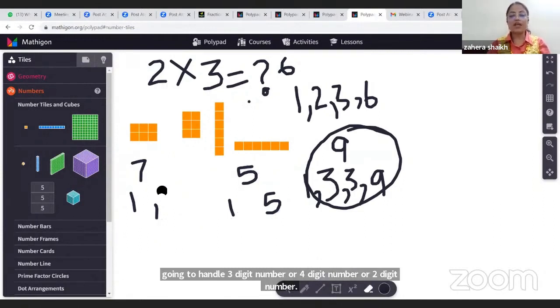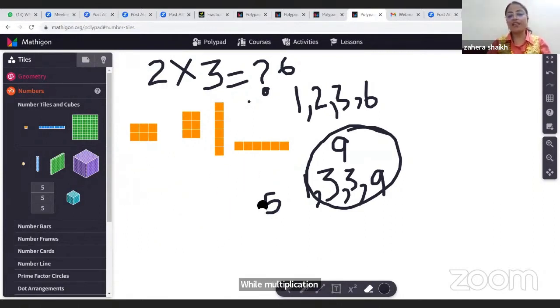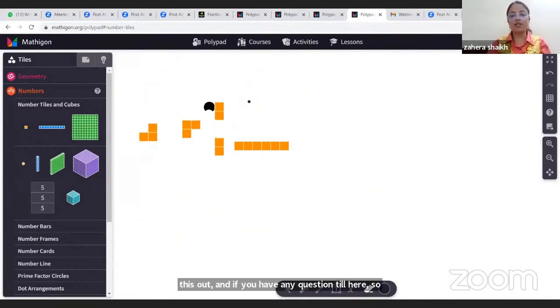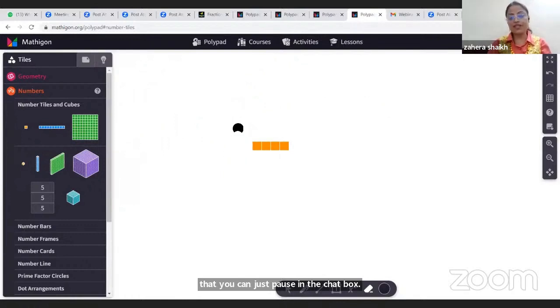Just let me cross this out. And if you have any question till here, you can just pose it in the chat box. Meanwhile, I'm arranging to represent a 2-digit number multiplication here.